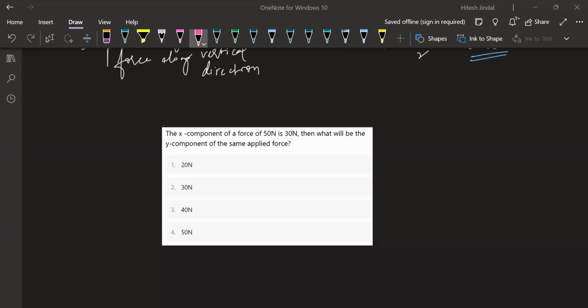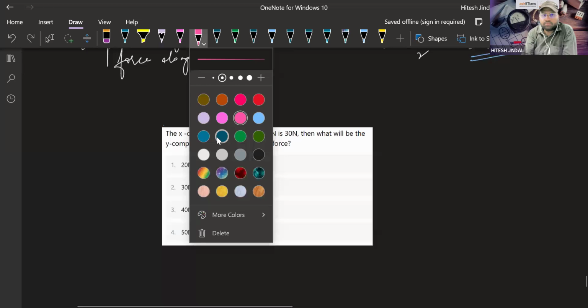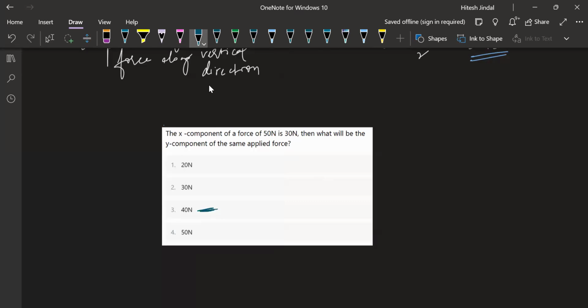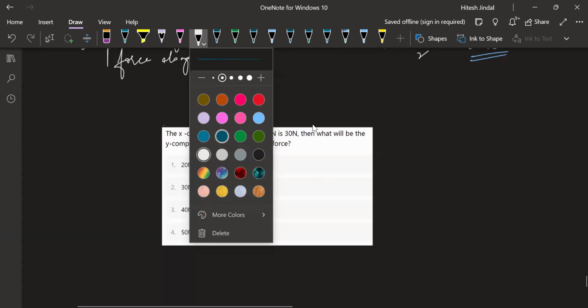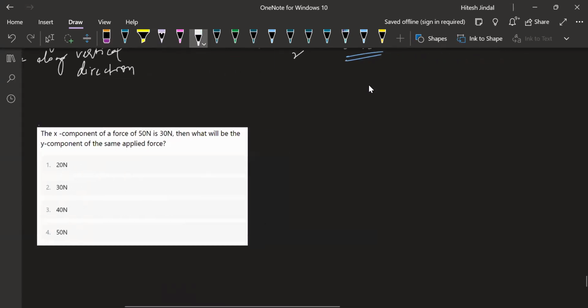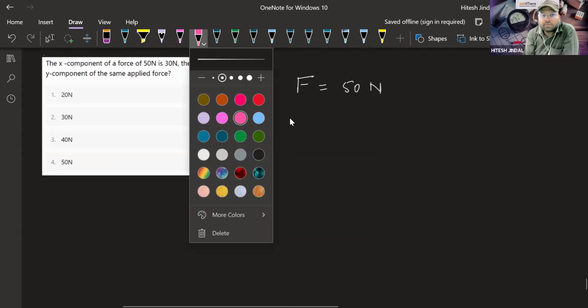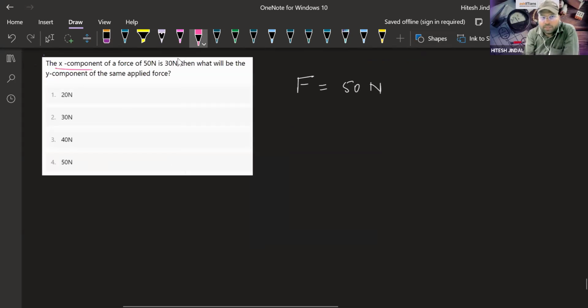That is the answer 40. Yes, I think it is correct. Right. Correct. Let us check that. You see, there's a force of 50 Newton, right? Force of 50 Newton. So let's say F is 50 Newton, right? And we are given its X component. X component is 30 Newton.